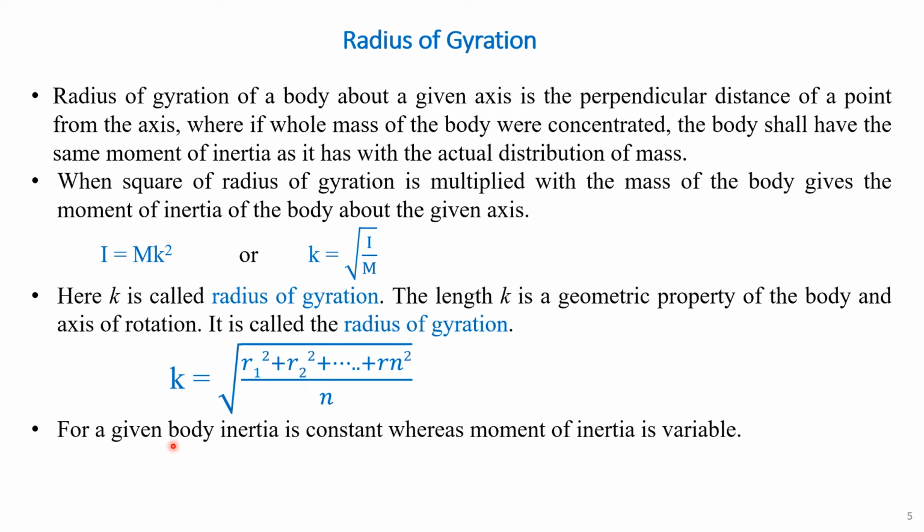For a given body, inertia is constant, whereas moment of inertia is variable.